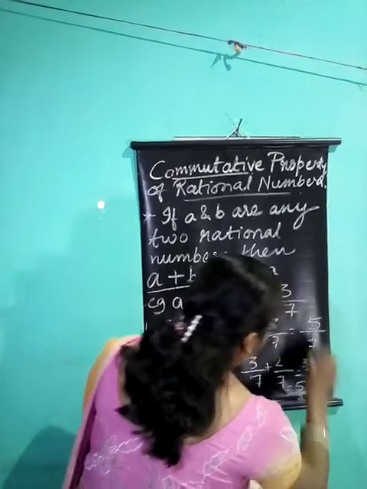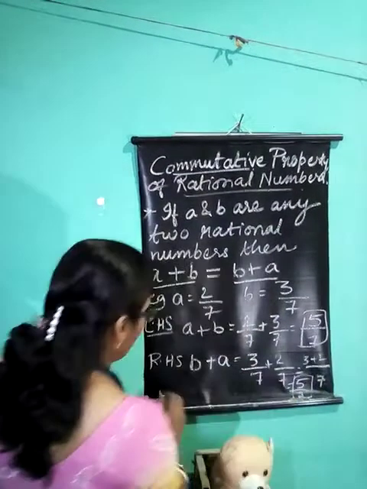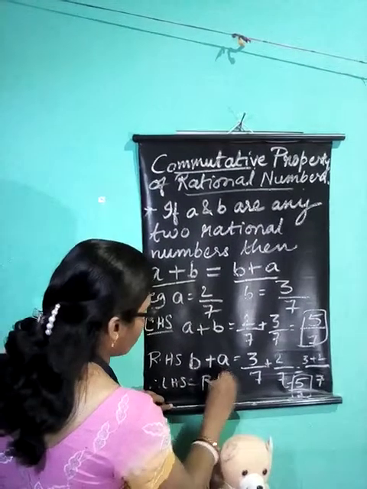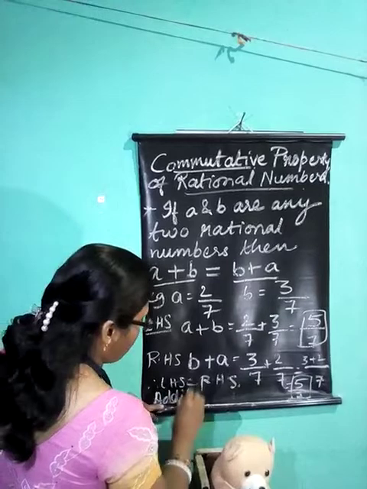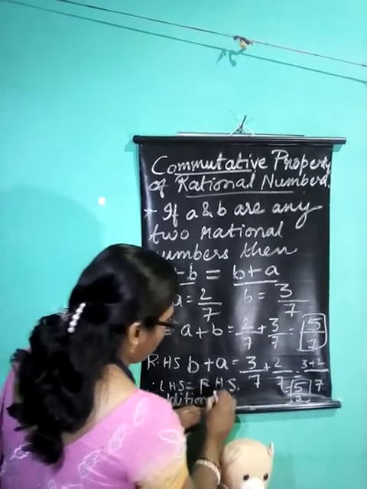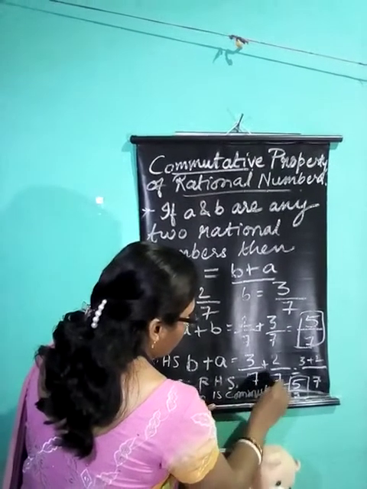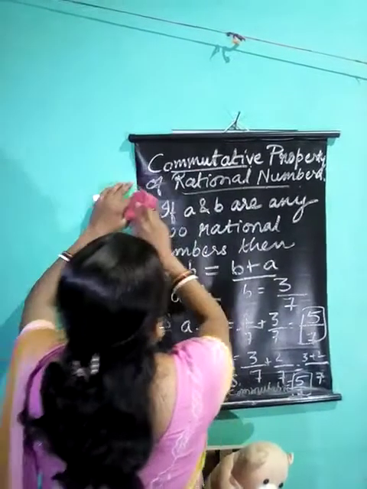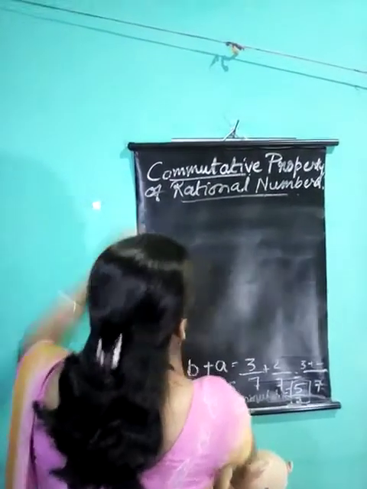Now you have got LHS and RHS the same. That is 5 by 7 and 5 by 7. Therefore, LHS is equal to RHS. Hence, you can say that addition of rational numbers is commutative. Now coming for subtraction, let us see whether it is true or not.